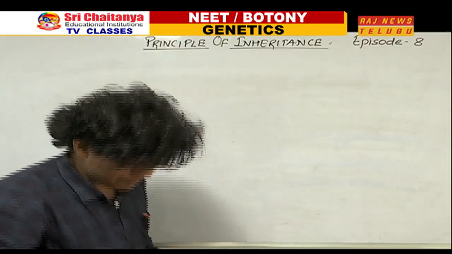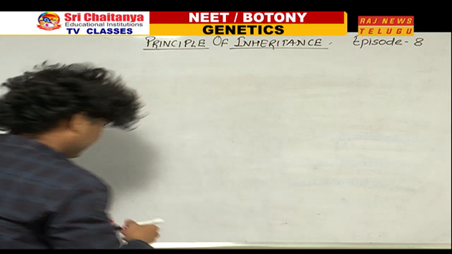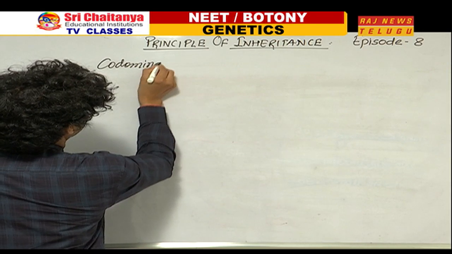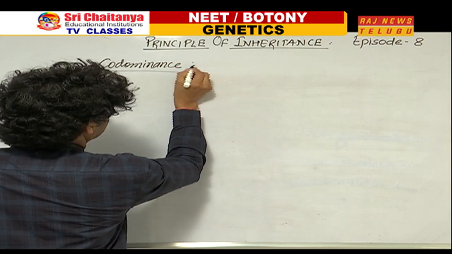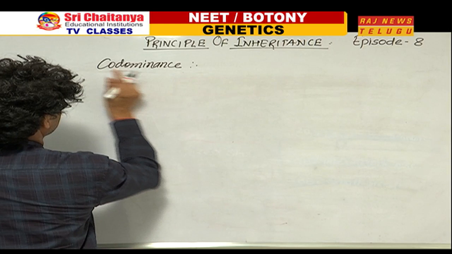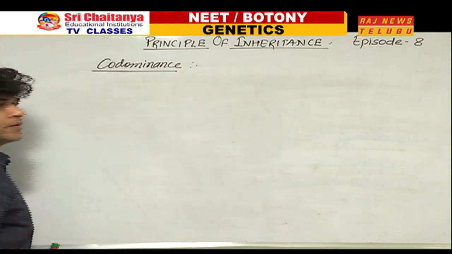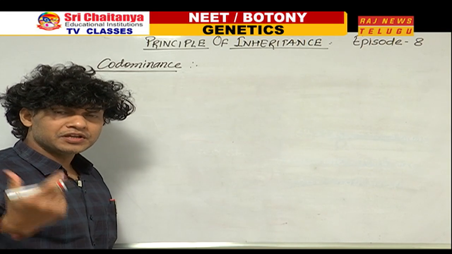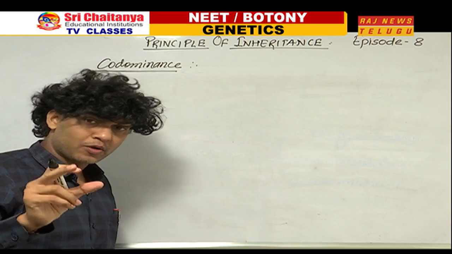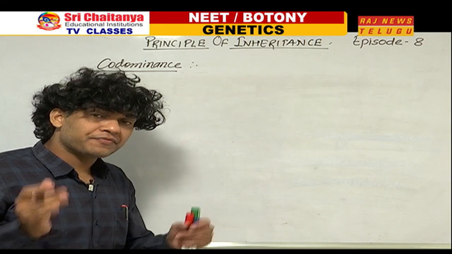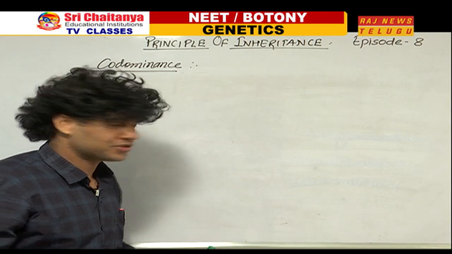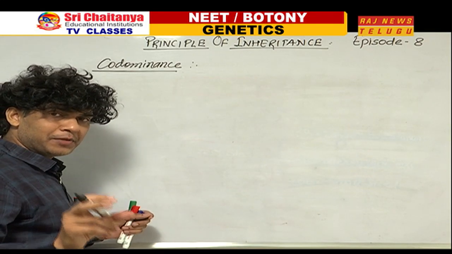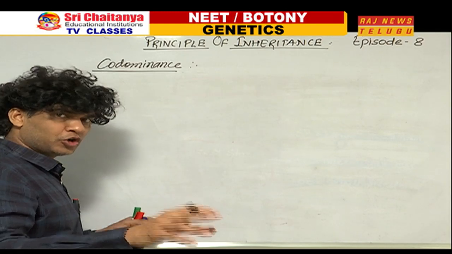Now the second type of intragenic gene interaction is codominance. In incomplete dominance, what I said was that the phenotype of the heterozygote is intermediate of the phenotype of both homozygotes. Now here in codominance, what happens? The phenotype of the F1 would be determined by both of the genes coming from both of the parents.